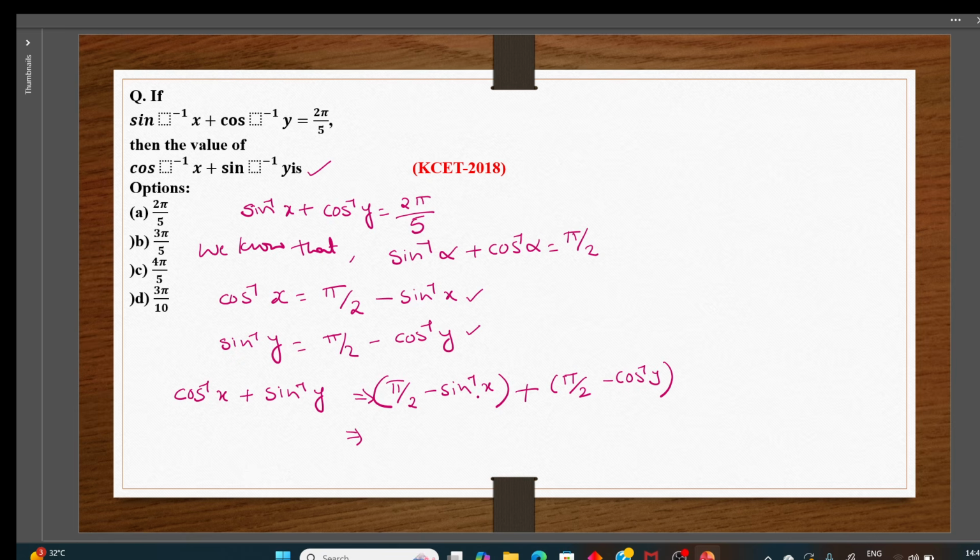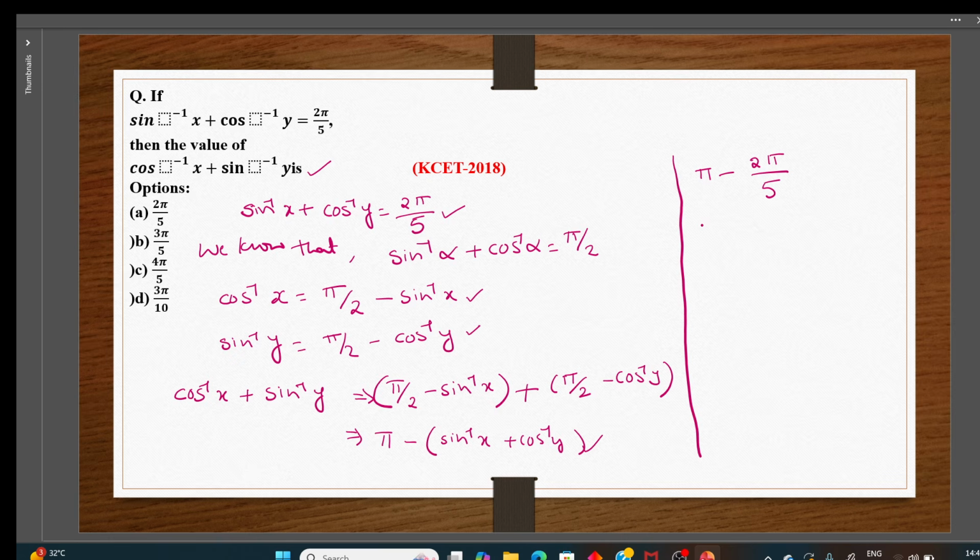Okay. So these both are algebraically in addition. Pi by 2 plus pi by 2 becomes pi. Here take minus and minus is there. Take minus as a common. Remaining is sin inverse of x plus cos inverse of y. So simplify this. Here pi minus, we know this value: sin inverse of x plus cos inverse of y value is given in the question, 2 pi by 5. Correct? 2 pi by 5.